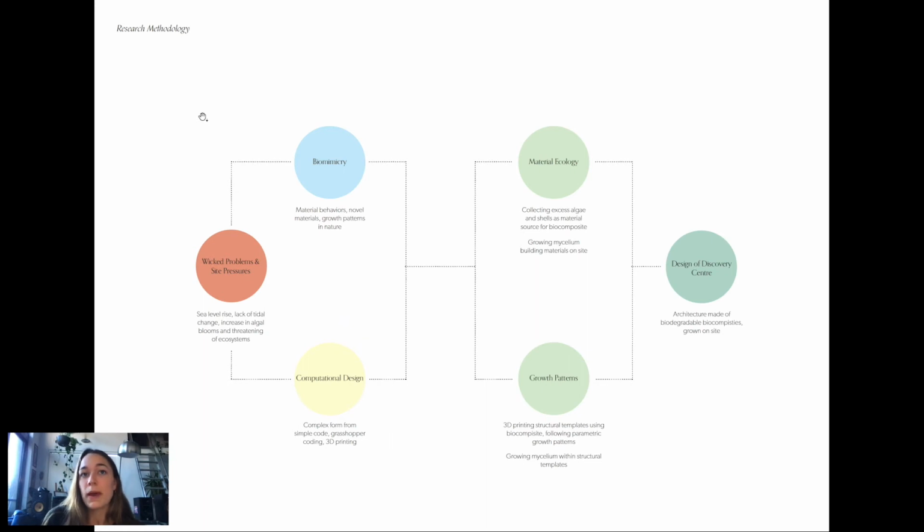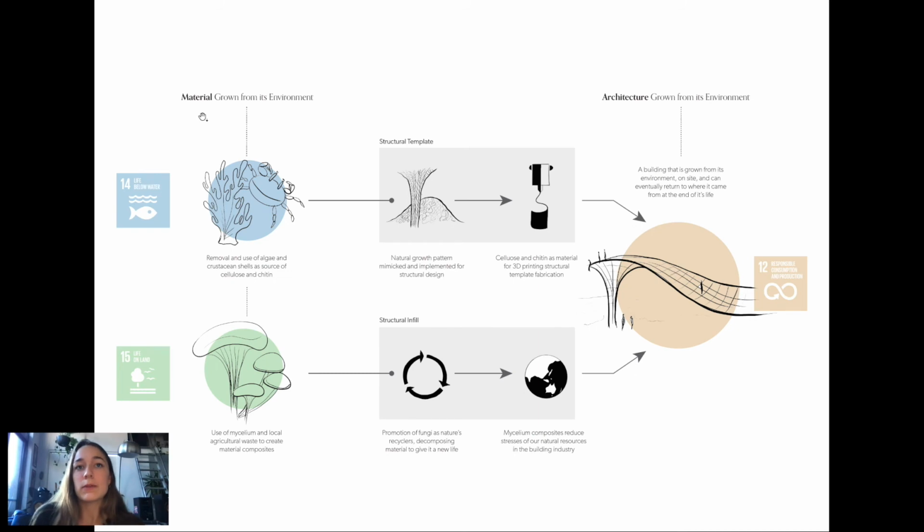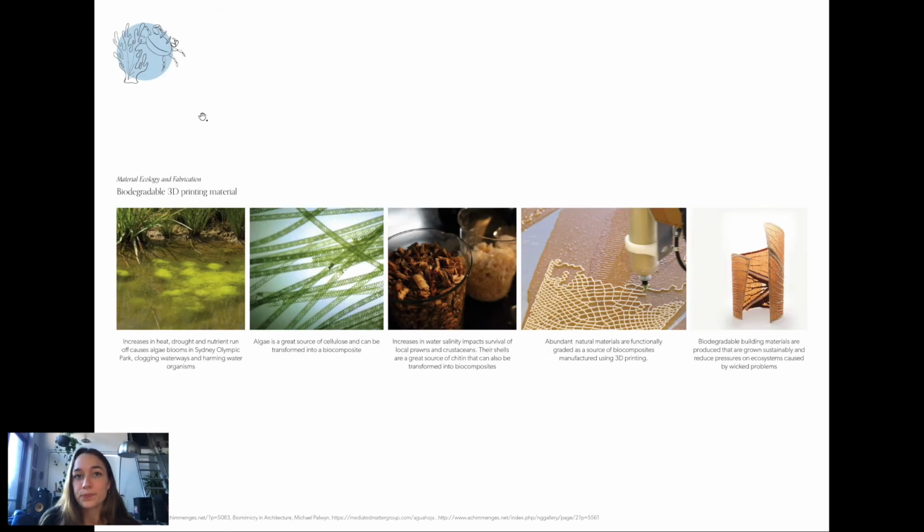The centre will be made out of biocomposites grown on site. Step 1 will be looking at the abundant materials on the site to design a 3D printed biocomposite structural template that follows natural growth patterns. Step 2 is using mycelium for the structural infill. The result will be architecture grown from its environment to eventually return to where it came from. This explains the concept of using the abundant but excessive natural material of algae and turning it into a printing material for a robot to build a structure.